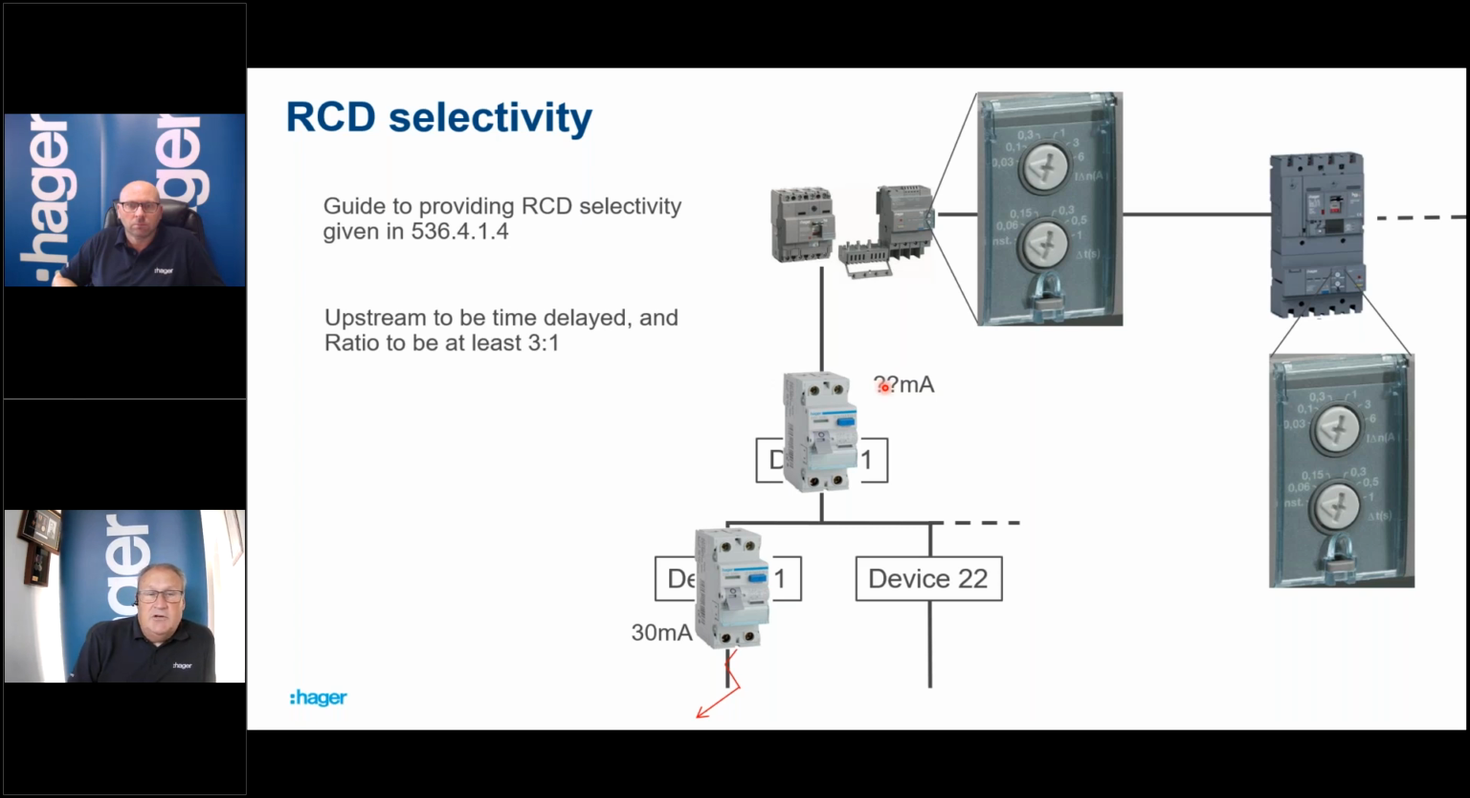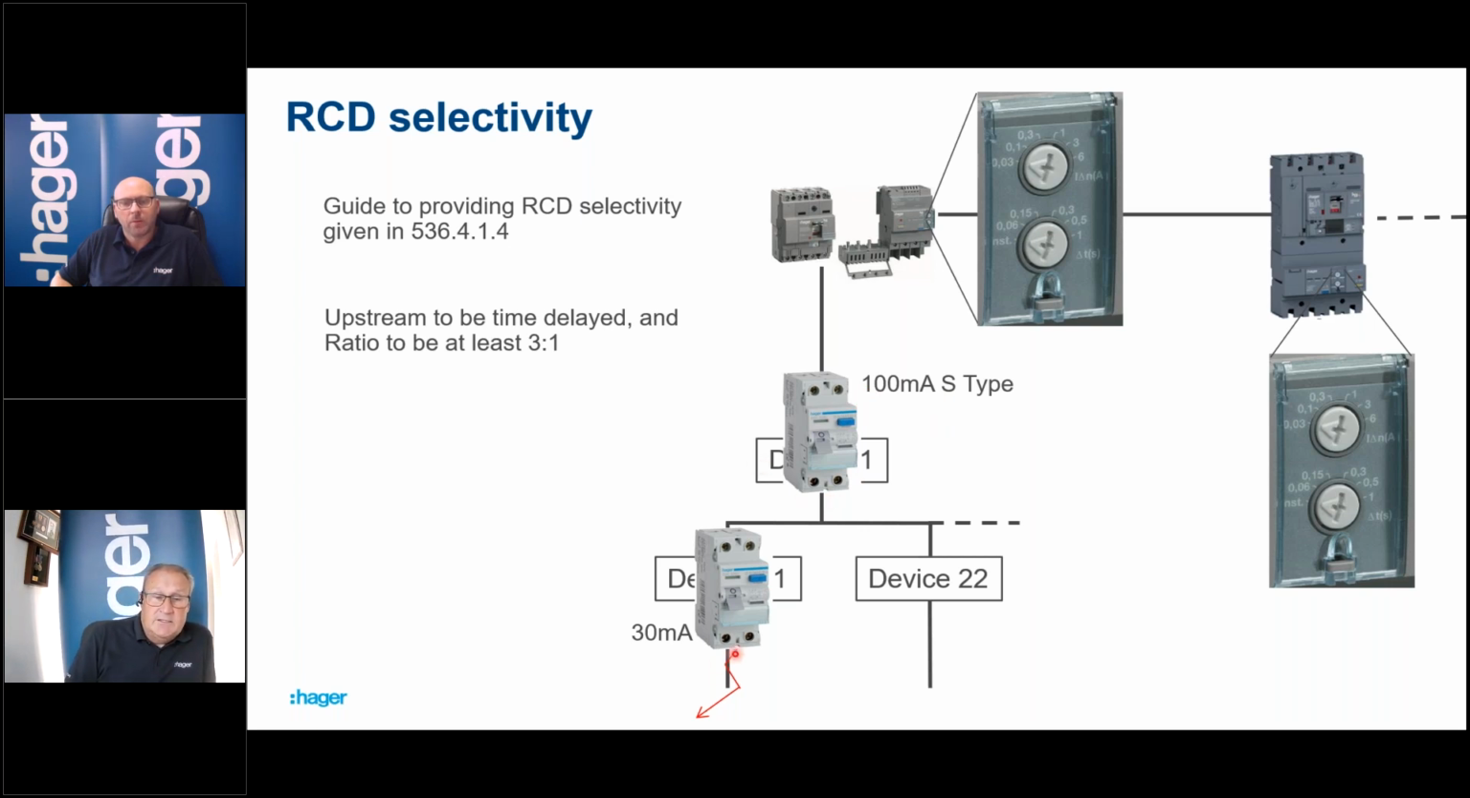The nearest one we can get after that is 100 milliamps, and time delayed. So time delayed is an S type. To identify the product, if you haven't got it from the packaging as such, there'll be a small square box on the front of the product and there'll be an S written inside it, and that actually stands for selectivity or selective. So it's actually telling you it provides a selectivity type of device.